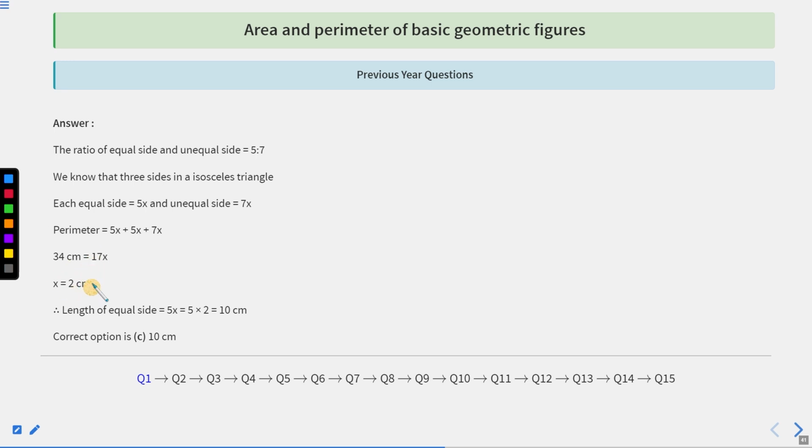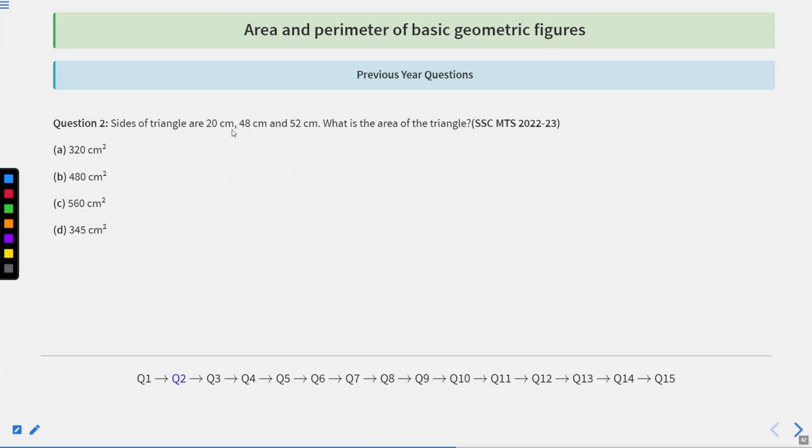Now since the value of x is known to us, we can easily compute the length of equal sides and unequal sides. Therefore the length of equal side will be nothing but 5x, and x is 2. Therefore 5x equal to 5 times 2, that is 10 centimeter. So therefore correct option will be option number C, that is 10 centimeter.